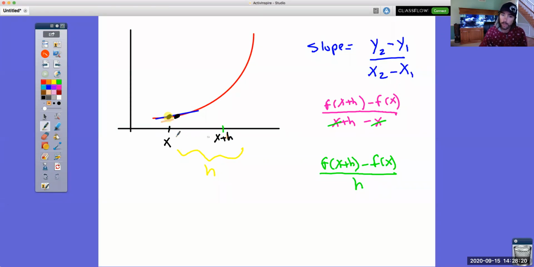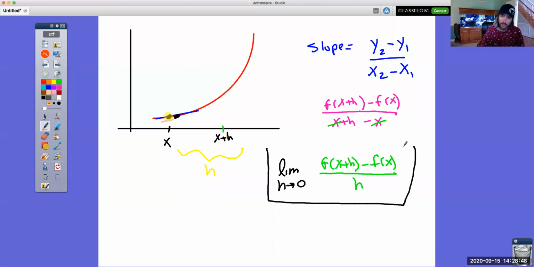Well, if I let that distance between the 2 points get closer and closer to 0, or I would say the limit as h, the distance between the 2 points, approaches 0, I could then find a limit approach to the definition. So I could say the limit as h goes to 0, the horizontal distance between my 2 points gets infinitesimally small, and then I could calculate the slope formula. This is the limit definition for slope. This is the slope of the tangent line, which is also the derivative.